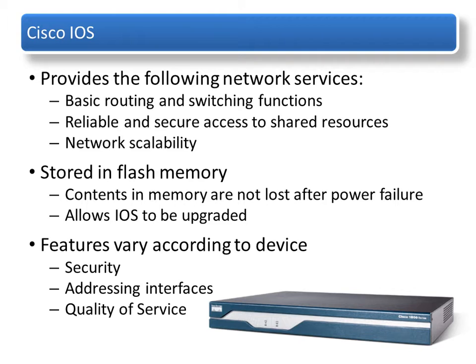The features accessible through the CLI vary based on the version of the operating system and the type of device. A typical IOS device can handle routing and switching, address interfaces, and secure networked resources. These features, as well as the operating system, are stored on a non-volatile component called flash memory. To increase performance, most devices will load the operating system into RAM when the device is starting up. Using flash memory allows the IOS to be upgraded to newer versions or to have new features added.